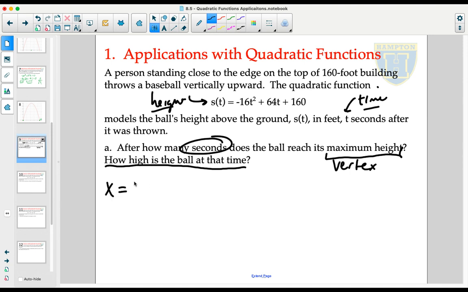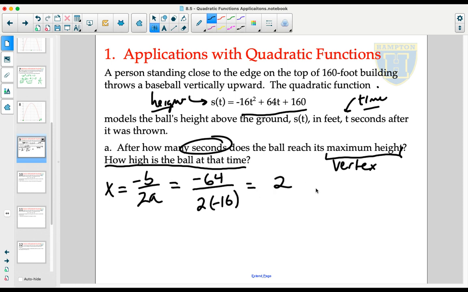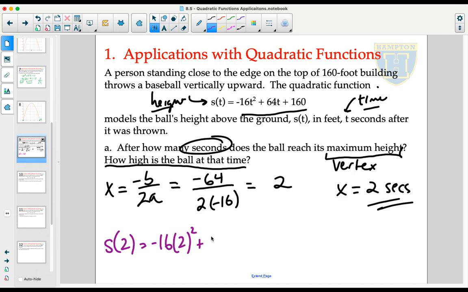So remembering our formula for the vertex, x is equal to negative b over 2a. For this quadratic function, we have the opposite of b, which is 64, over 2 times a, which is negative 16. And this simplifies to 2. So we can assume when x is equal to 2 seconds, that's when the ball reaches its maximum height. But we are not done yet. We now have to evaluate this function at 2, so s of 2, so we can determine the actual height of the ball after that 2-second period.